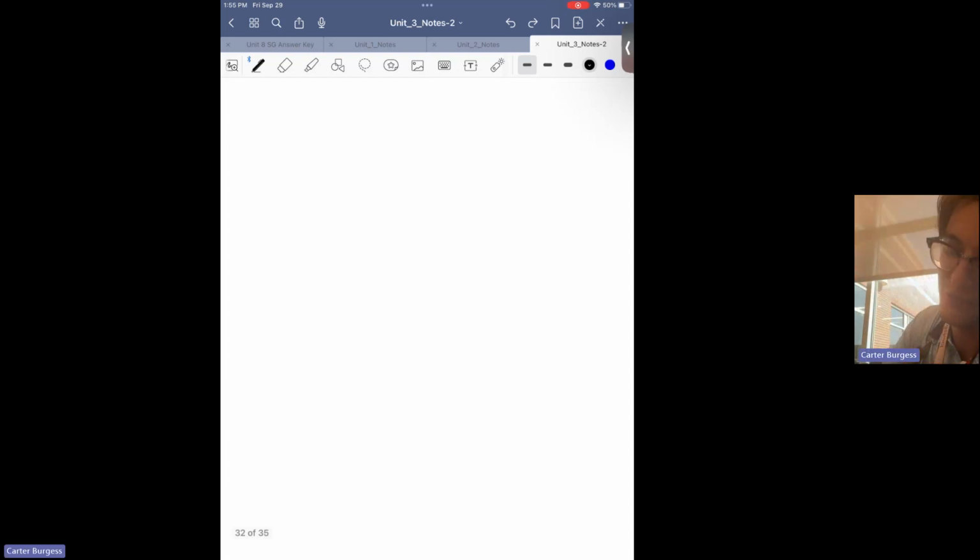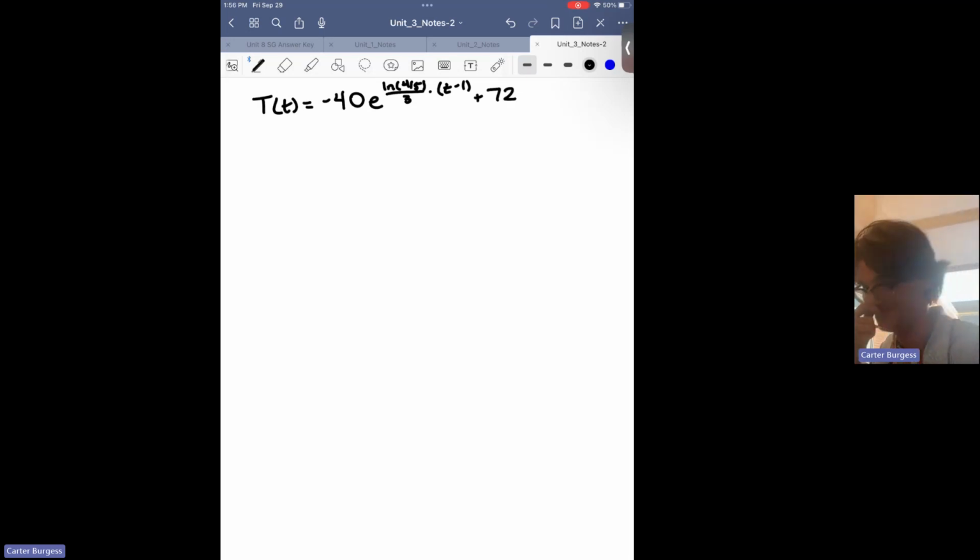So when we do this, for my equation, I get that T of t is equal to negative 40 e to the ln of 4/5 over 3 times t minus 1, again, that adjusted value of t, plus 72.